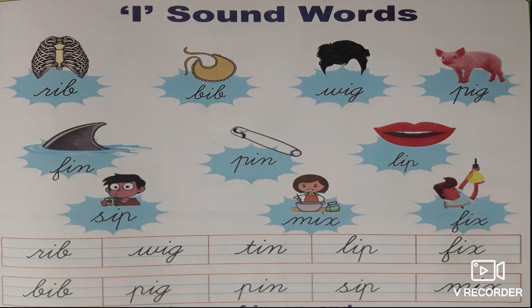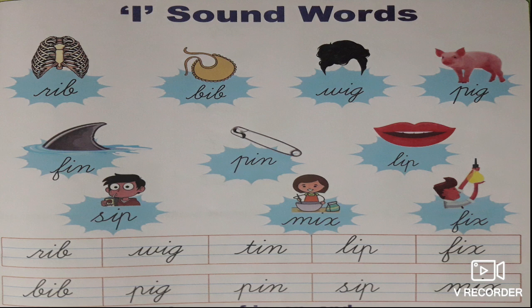The next one. Pin. P-I-N, pin. The next one. You all know what is that? Lip. What is the spelling of lip? L-I-P, lip. What is the boy doing? Sip. S-I-P, sip.